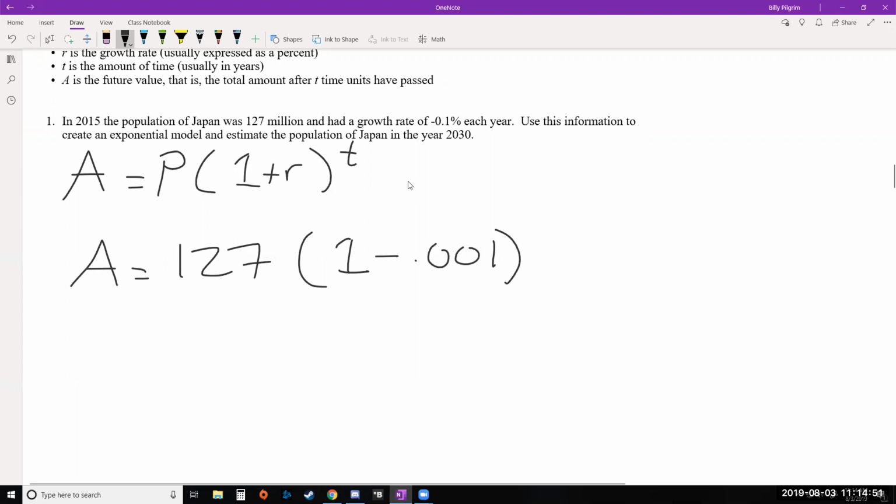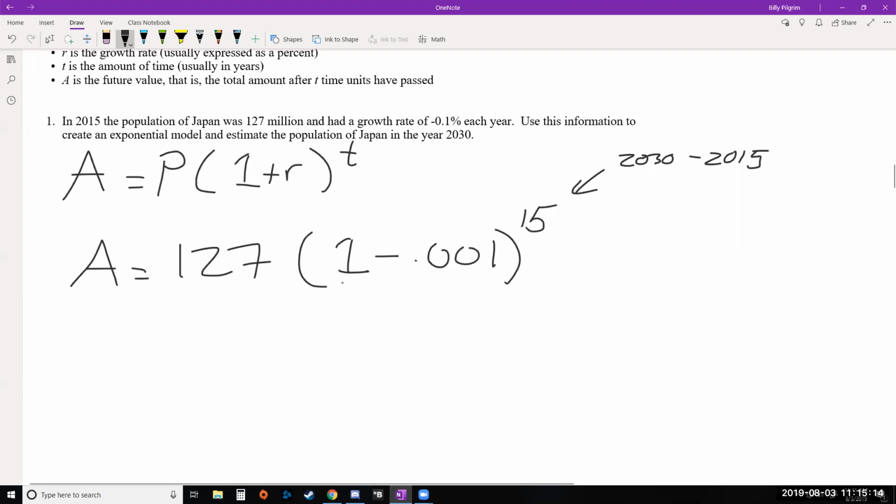Now, we don't want to plug in 2030 here, right? Our starting year was 2015. 2030 is 15 years later. So we're going to plug in 15 here. And I usually like to make a little note here. This is just 2030 minus 2015. We figured out how many years have passed from our starting to the future that we're looking for. And this is what we need to calculate.